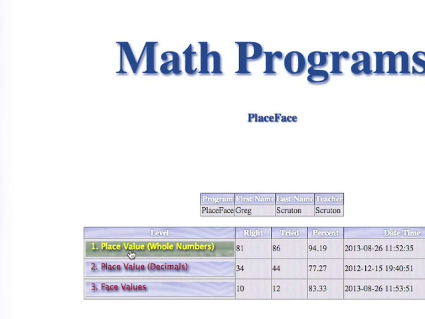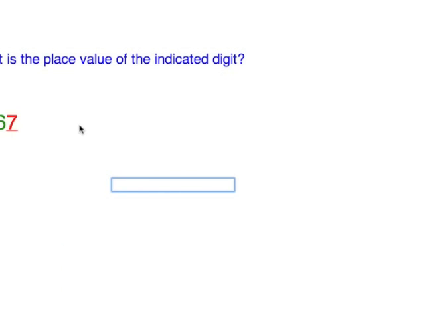So place value. What's the place value of the indicated digit? We have 67. Okay, so what place is this? Well, we want to go to the decimal point, which is right here. It's always at the end of the number. Okay, so just after the 7, there's a little decimal point.